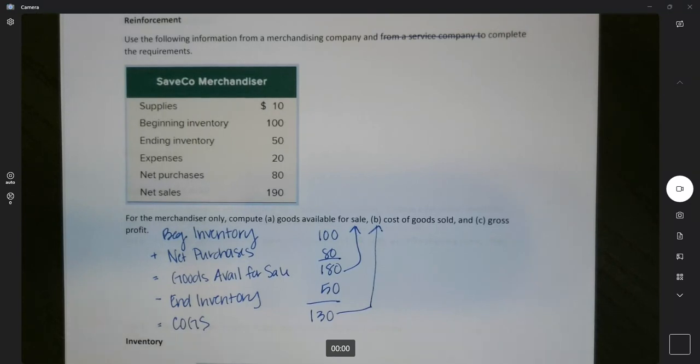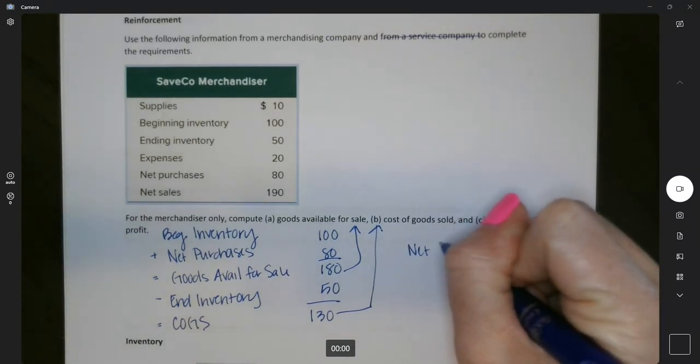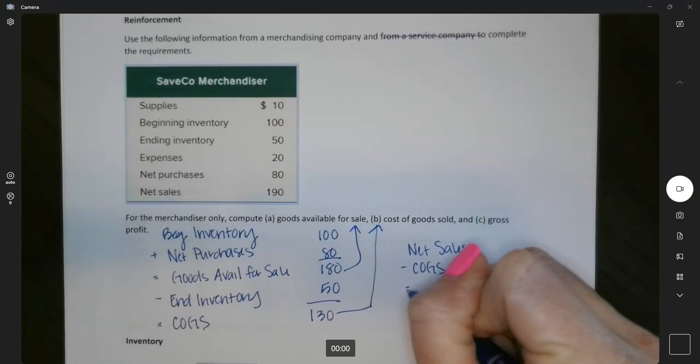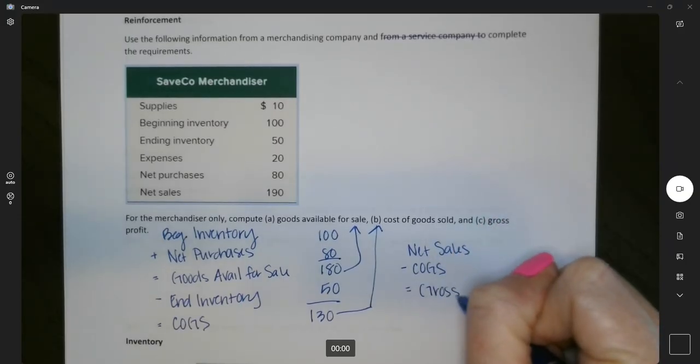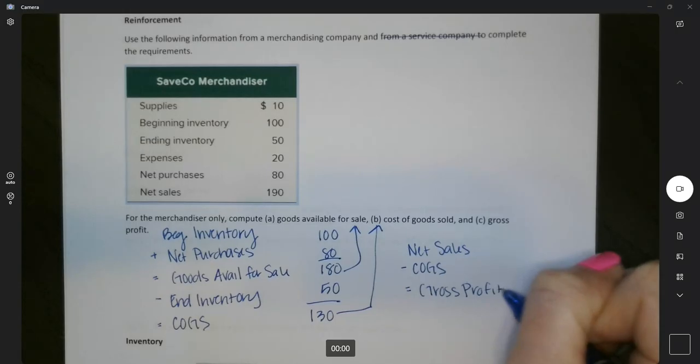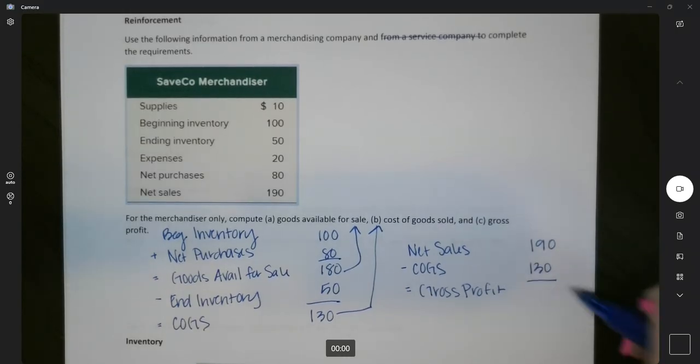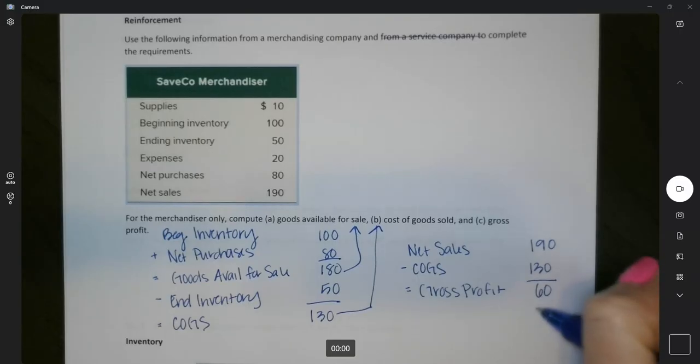Finally, to get our gross profit, we're going to take net sales. We're going to subtract out cost of goods sold, and that will give us gross profit. So net sales is 190, cost of goods sold is 130, so we get a gross profit of 60.